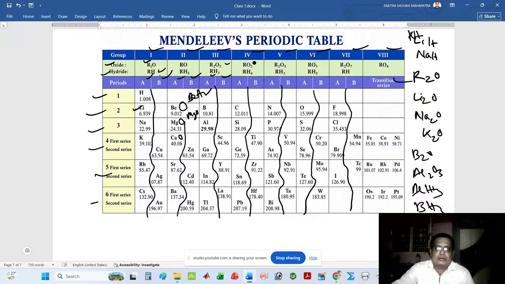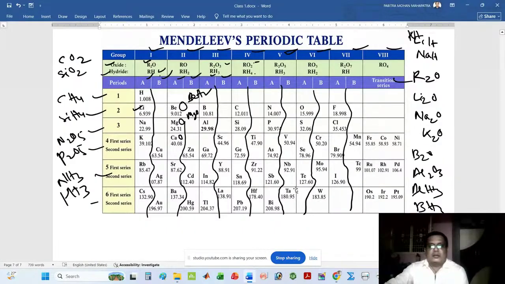Similarly, think about RO2 and CH4, carbon. Carbon gives CO2, carbon dioxide, SiO2. Next, you can think about SnO2, PbO2, like this. So here RO2 is given. Similarly, think about the hydride RH4, obviously CH4. Next, SiH4. This is given by Mendeleev. Next, think about PH3, like this. Think about group VI. Here RO3 is given, RH2 is given.